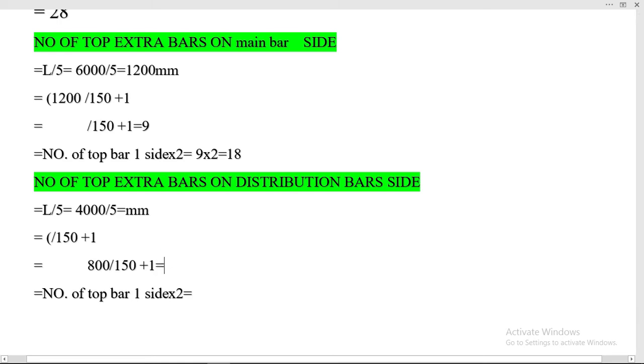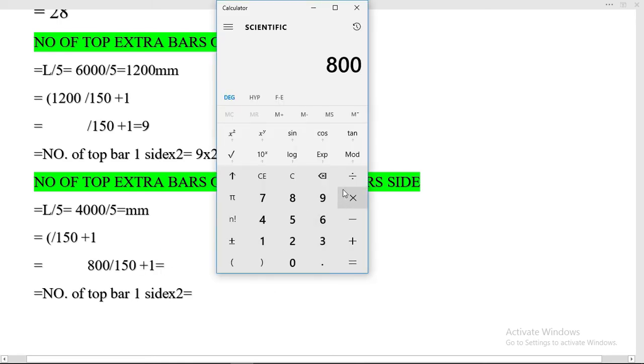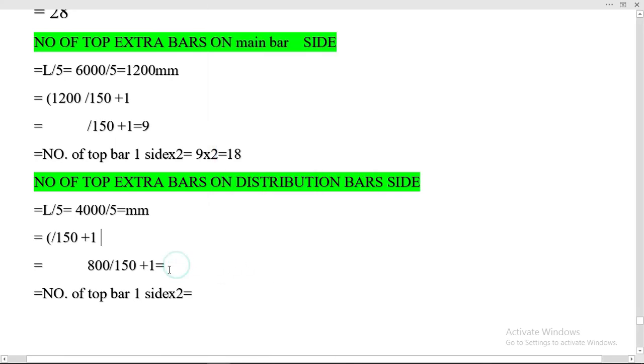Now let me calculate the number of bars. These are the number of top extra bars. 800 divided by 150, 5.33 plus 1, 6.33. We take it 7. Then along both sides, both bends, it will be 7 into 2, 14 number of bar required on two bends. So finally we calculated the number of main bars, distribution bars and top extra bars on both sides. Let's move further.